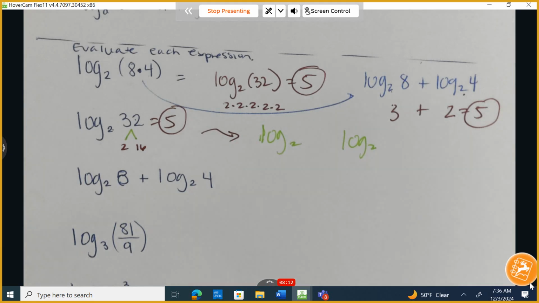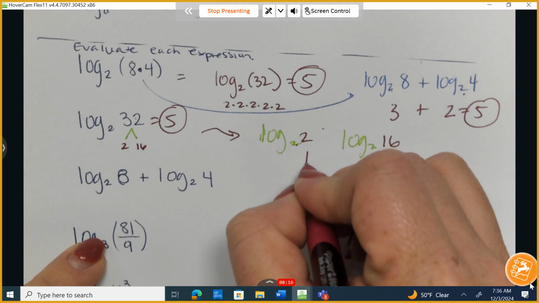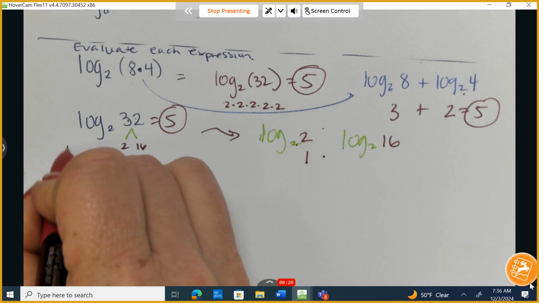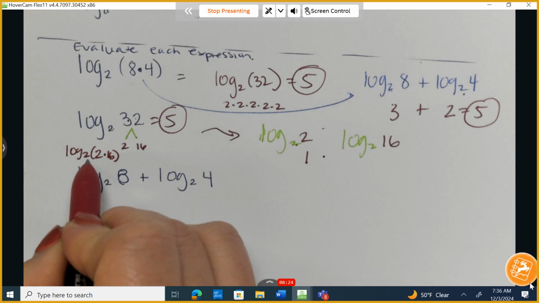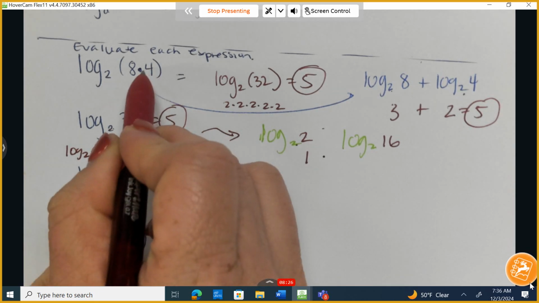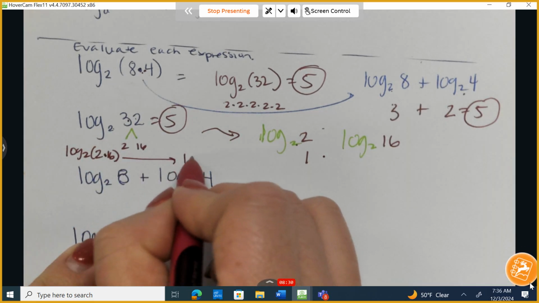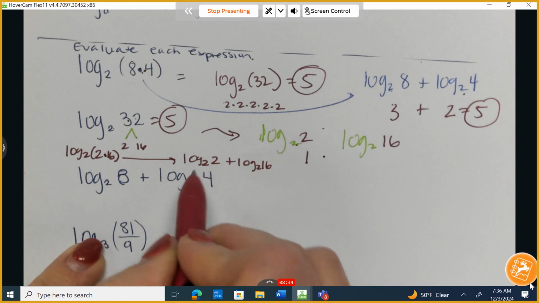Now, why can I use 2 and 16? Because 2 to what power equals 2? 1. Remember, when I break these apart, I'm rewriting this as log base 2 of 2 times 16. And when I turn multiplication, like we did up above, it turns into addition when I expand it. So it's log base 2 of 2 plus log base 2 of 16.